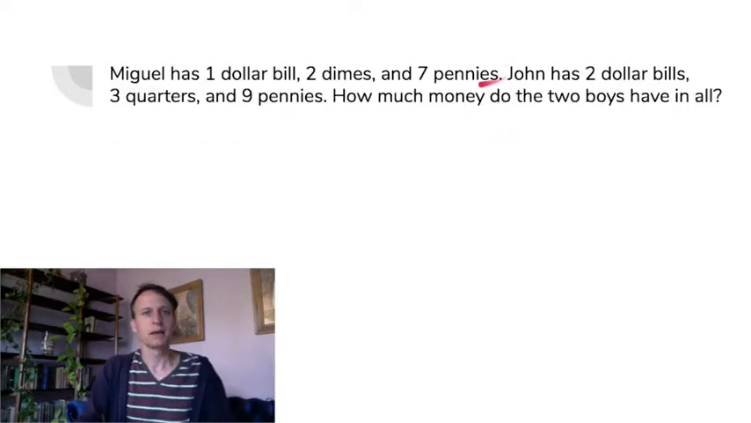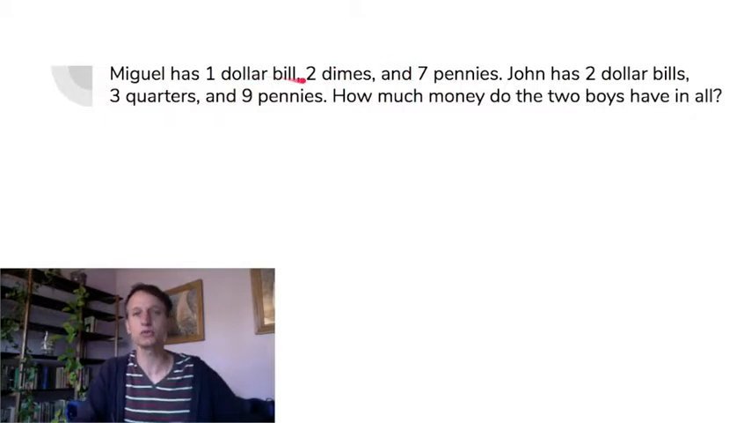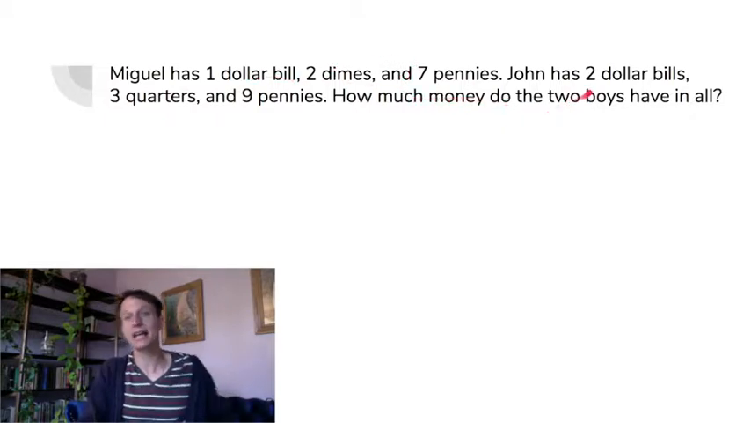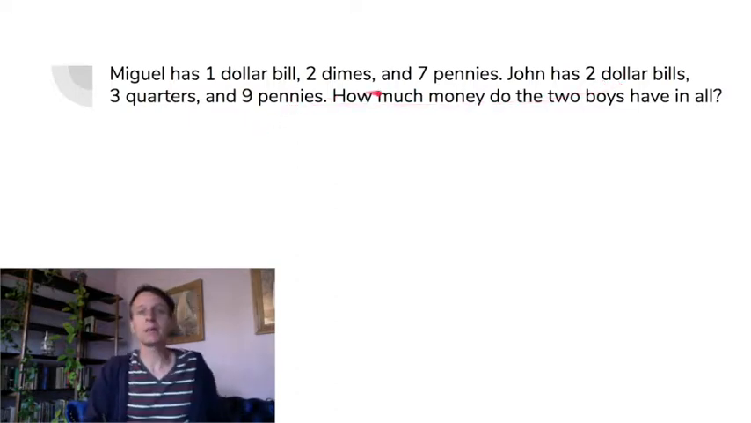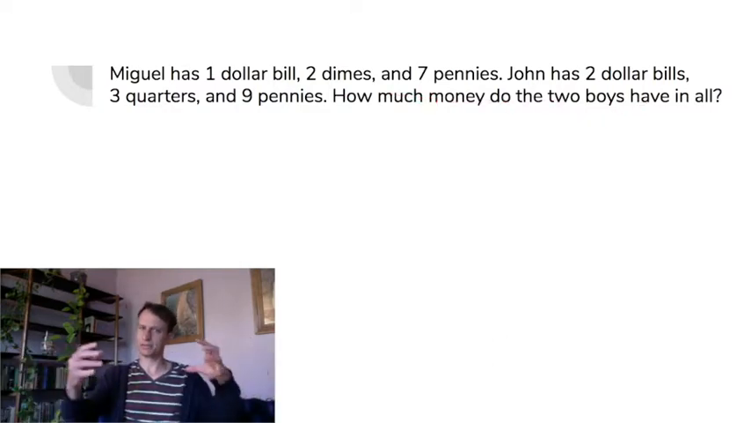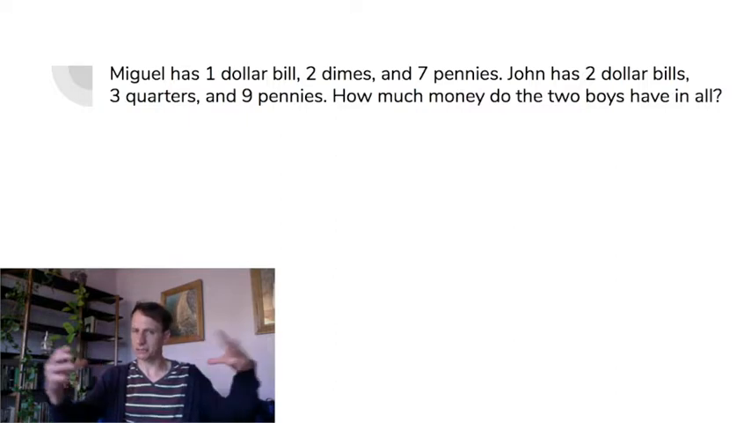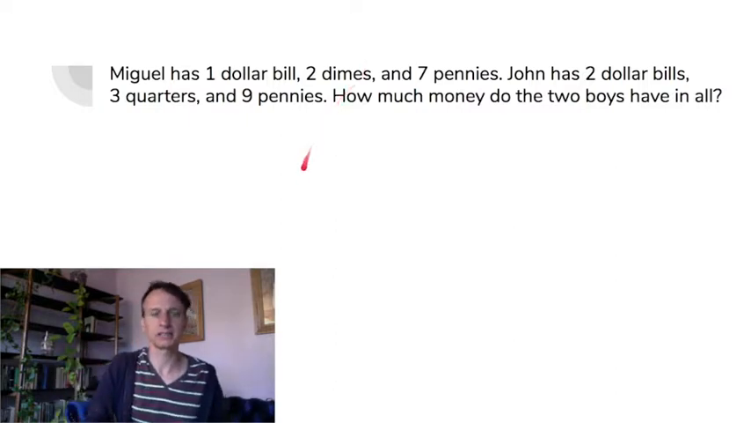Here we go. Miguel, rich fella that he is, has $1, 2 dimes, and 7 pennies. John has $2 bills, 3 quarters, and 9 pennies. How much money do the 2 boys have in all? This is pretty straightforward. In all, right? So we know we're putting it all together.